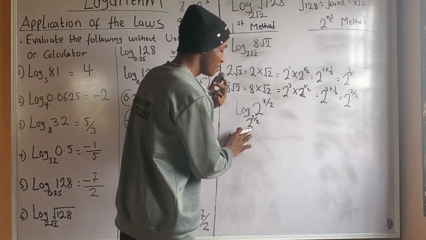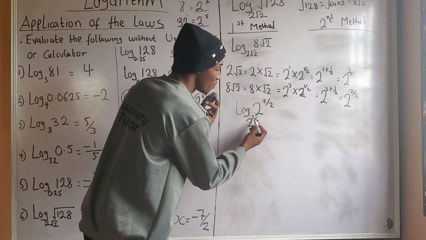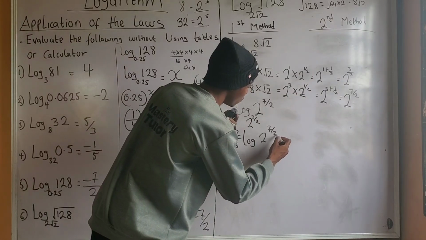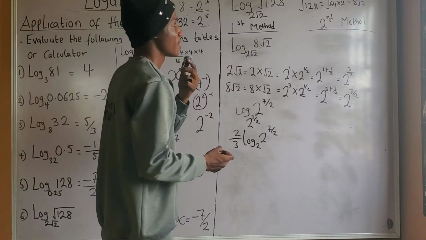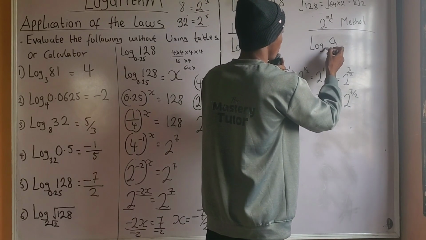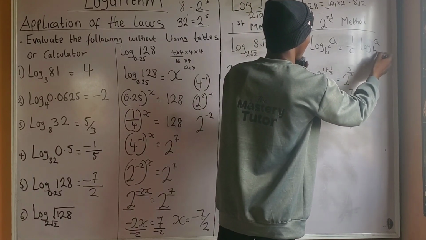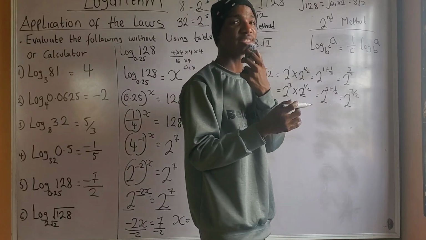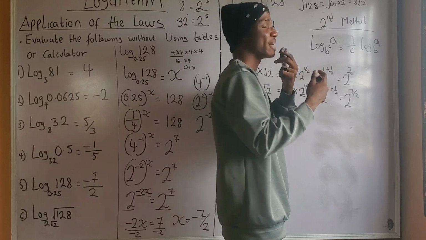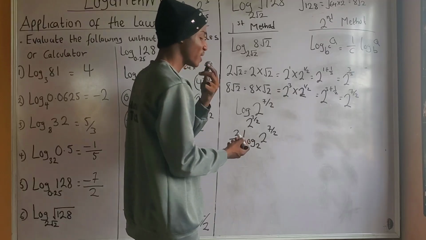Now, I taught you the base power law. That is, when you have a logarithm whose base is raised to a power, you are going to have the inverse of 3 over 2. That is what? 2 over 3 log 2 raised to the power of 7 over 2 base 2. Do you know what I did? There is a law that I taught you, that log a base b raised to the power of c will be equal to 1 over c log a base b, right? That is, if you have a logarithm whose base is raised to a power, the result will be the inverse of that power which the base is raised to, multiplied by the logarithm. So the same thing I did here. The inverse of 3 over 2 is what? 2 over 3. So I multiply 2 over 3 by the logarithm.